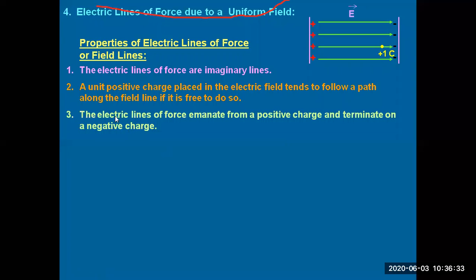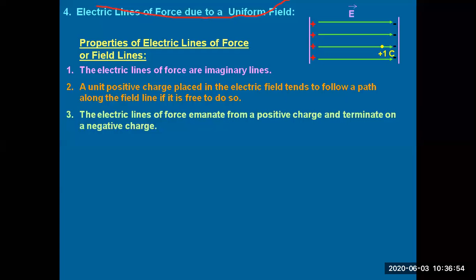Third point, the electric lines of force emanate. Emanate means they start from a positive charge and terminate, or end, on a negative charge. Always it will start from positive and end on negative. So I'm going to use the letter S.